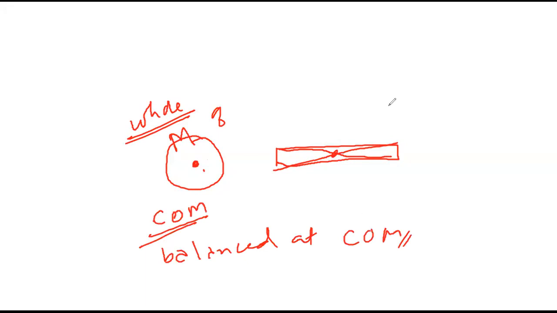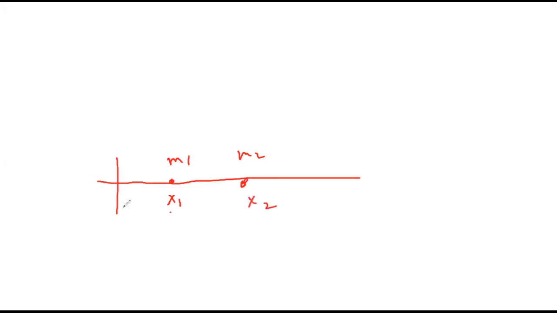Now, if body is balanced at center of mass, exactly what is happening at that point. So imagine we are having a system of two particles, M1, M2. One is at distance x1 from the origin and the other is at x2 from the origin. Somewhere here at x bar lies the center of mass, where the whole mass of the body is supposed to be concentrated.